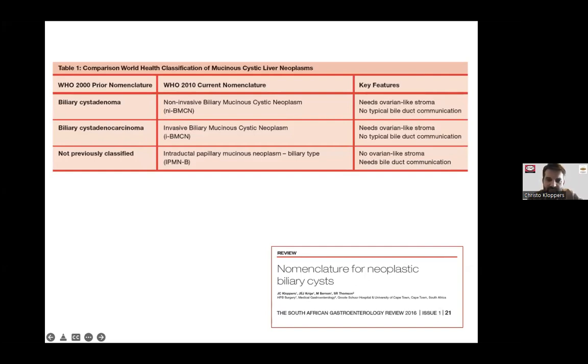So there was a lesion not previously classified if you have no ovarian-like stroma, but you do have a bile duct communication. Remember, it can't be a simple cyst. As we said, simple cysts can't have bile duct communication. So there's an intraductal papillary mucinous neoplasm. Similar again to the pancreas, so a biliary IPNM. There's one group that is a problem. If there's no ovarian-like stroma, no typical bile duct communication, but just not simple, there's not quite a category for that.